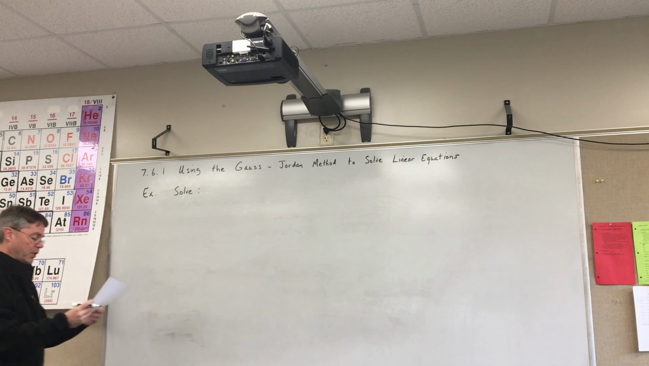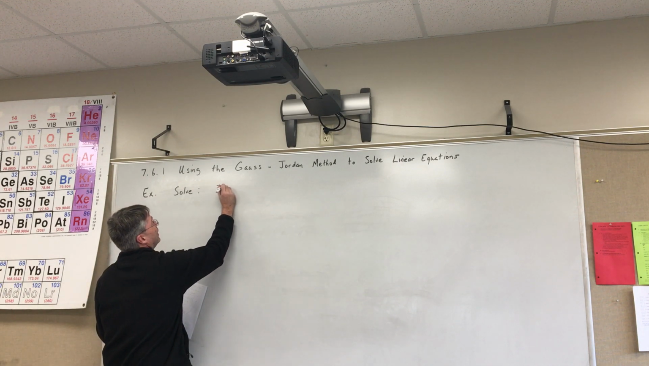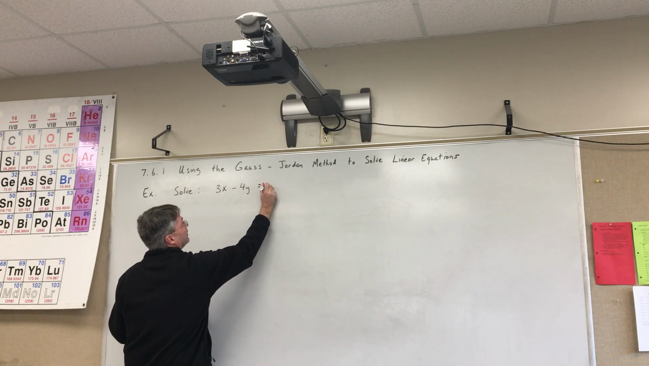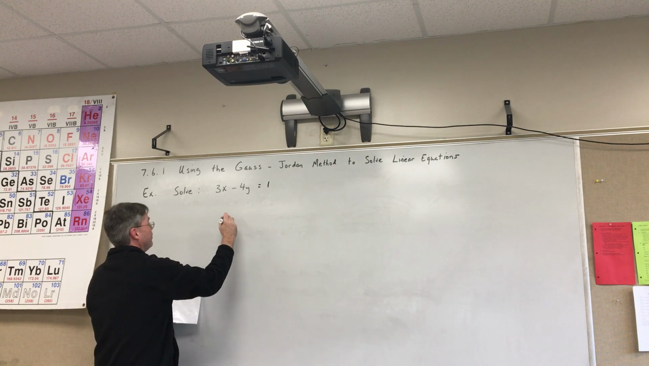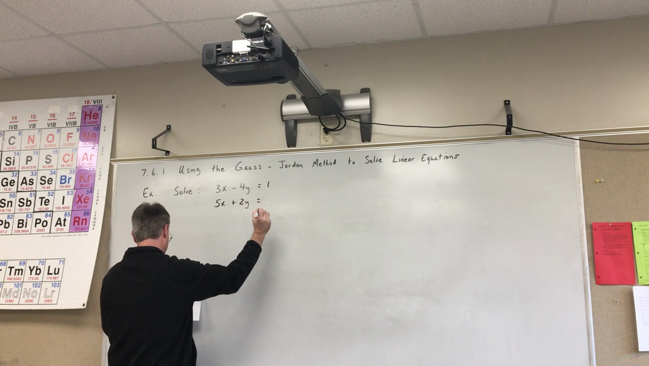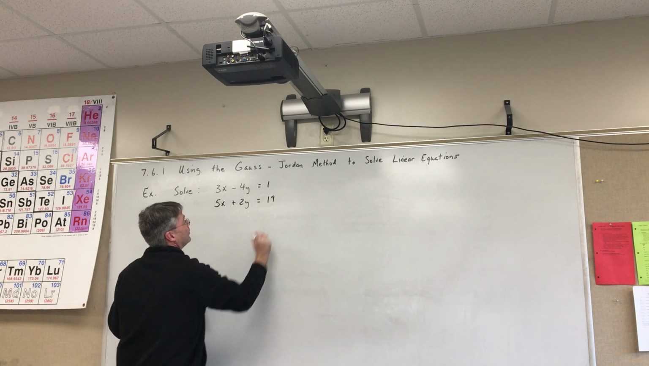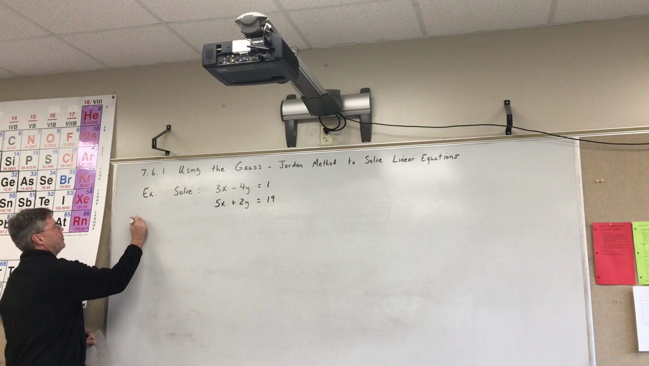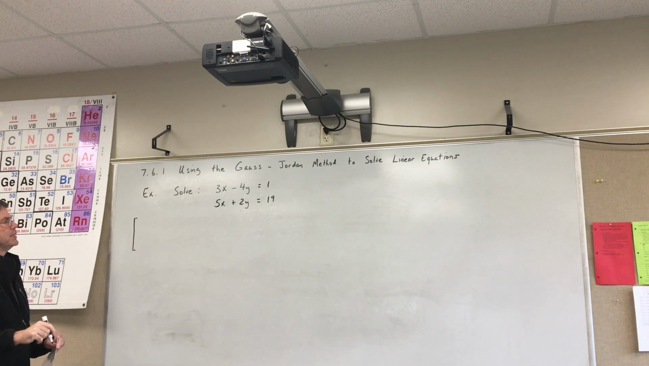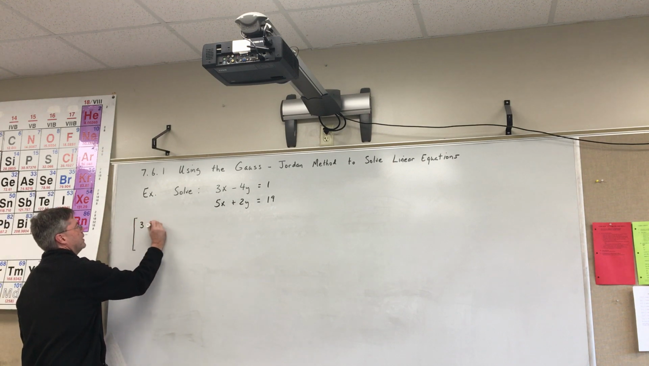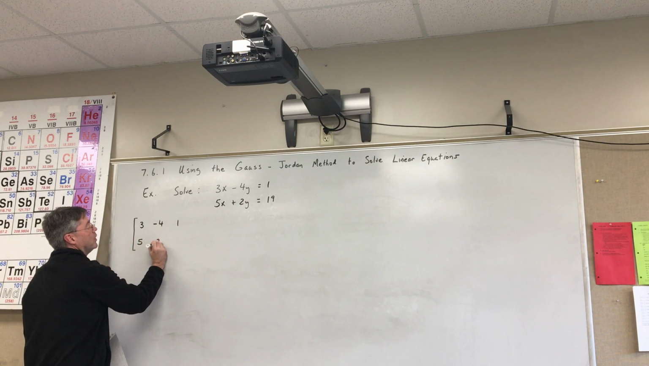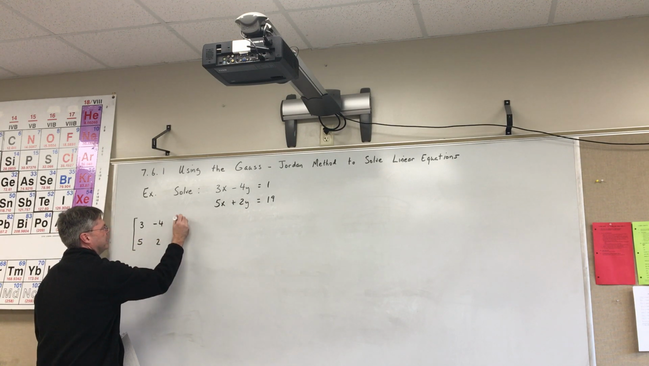Okay, the next example we want to solve 3x minus 4y is equal to 1, and 5x plus 2y is equal to 19. So let's convert that into a matrix. And instead of going down, I'm going to try to go long ways this time. So we have 3, negative 4, 1, and 5, 2, 19.